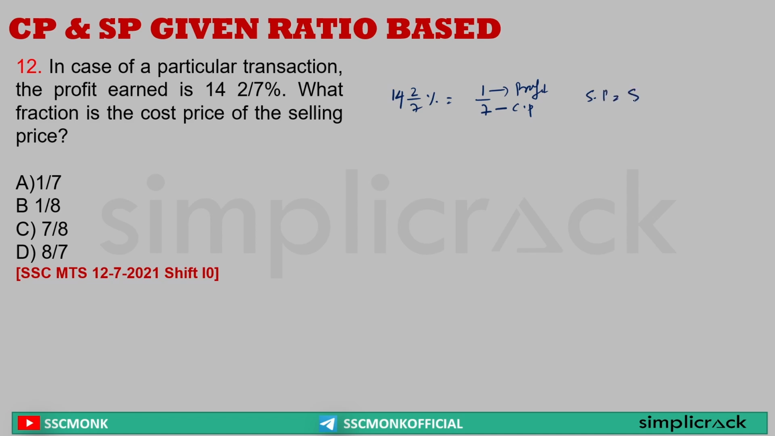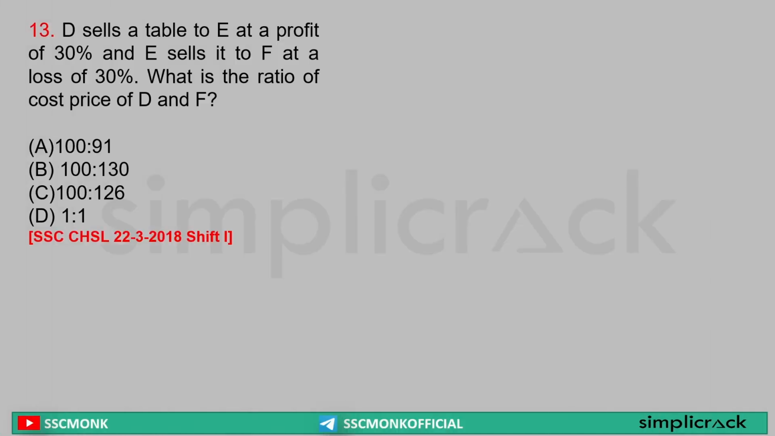Cost price plus profit, that is 8. So it is saying what is the fraction of cost price and the selling price? Cost price 7, selling price 8. Answer option C. Next. D sells a table to E at a profit of 30%.